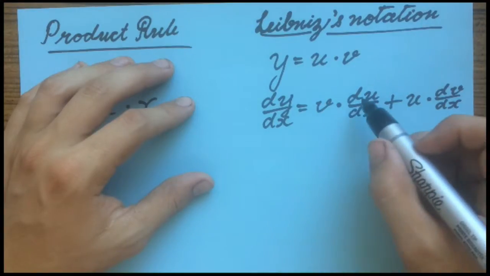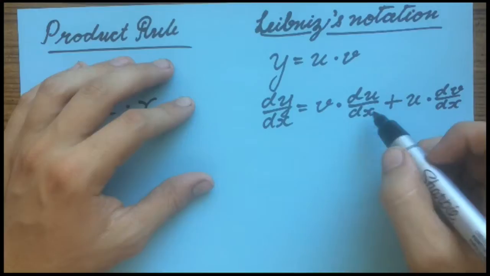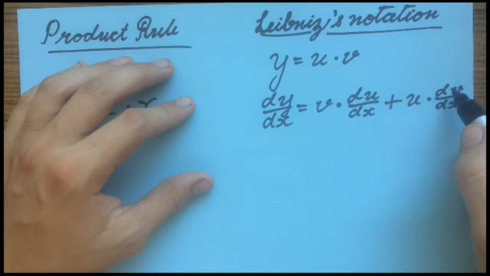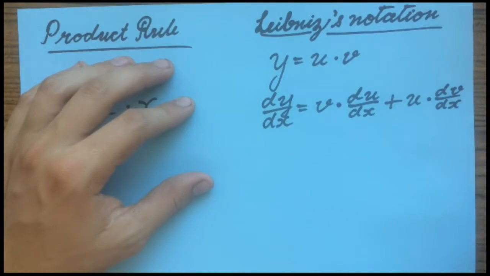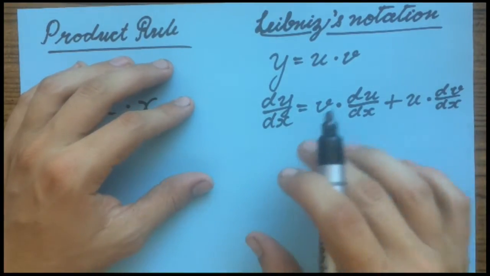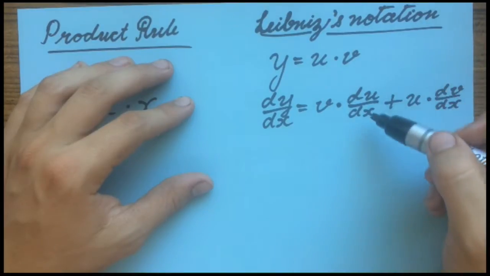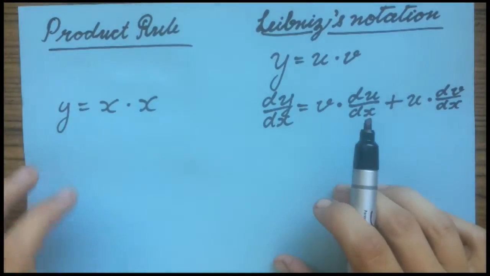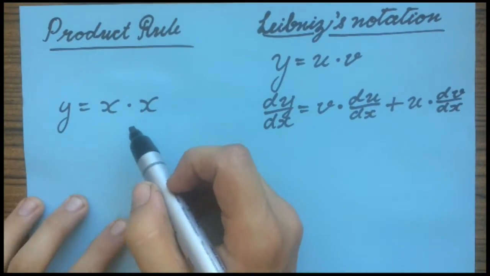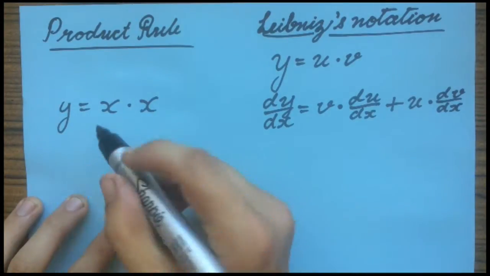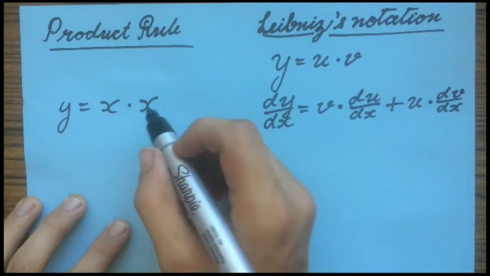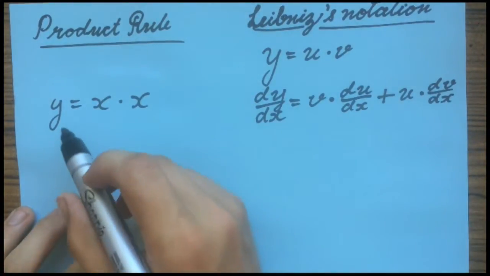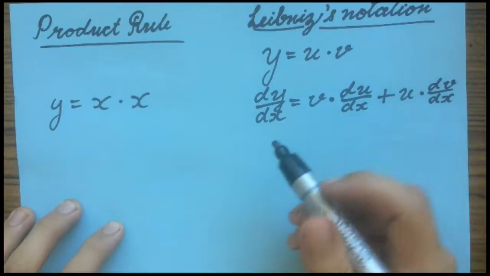v multiplied by the derivative of u with respect to x plus u multiplied by the derivative of v with respect to x. x is just the variable in this example, but that's it. That's how you do the product rule his way. This is just a simple example. x times x. That's just very basic stuff to show you what it looks like.